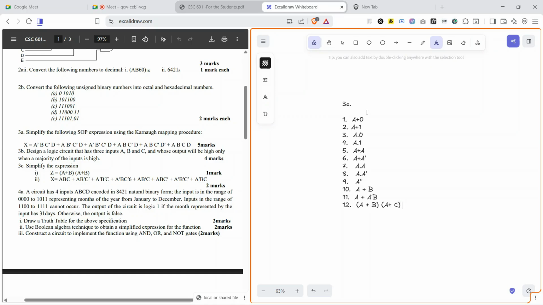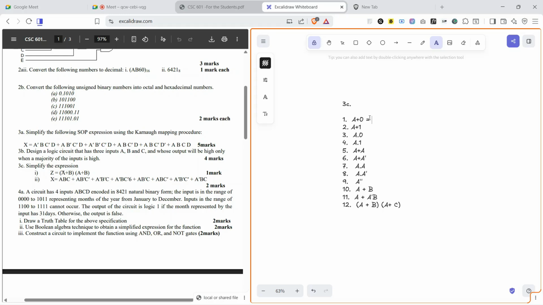Yes, A plus B, A plus C. So we have all of this, trying to see if I'm right. A plus 1, A plus 0, A dot 1, A plus A bar, A dot A dot A bar, then A bar bar, then A plus B. Yes. So we have two that are zeros and two that are one.